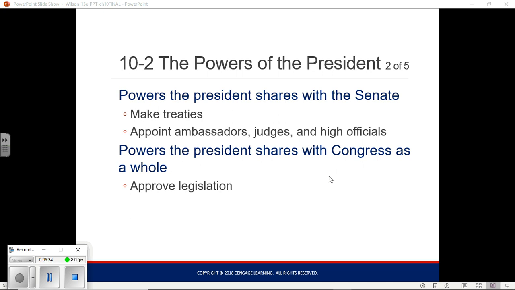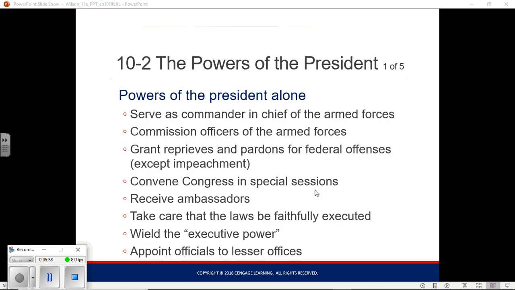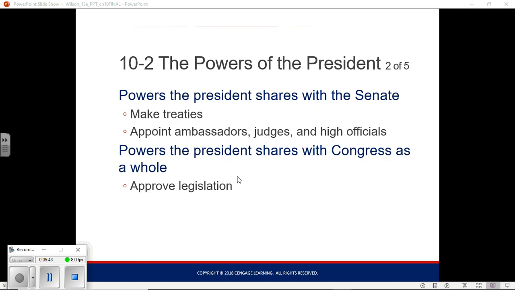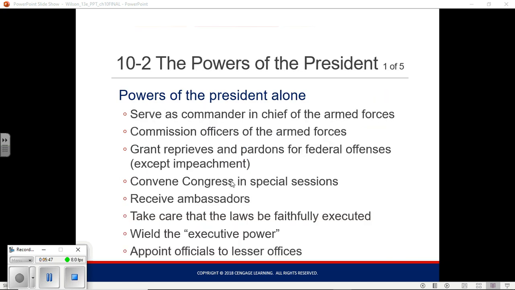Now, if you want to be a real stickler, the president doesn't have a lot of authority and power. If you want to just look at this list alone, the things the president does without someone else's involvement, right? Because these require other people's involvement. If you just want to look at the things the president does by his lonesome, not a lot.